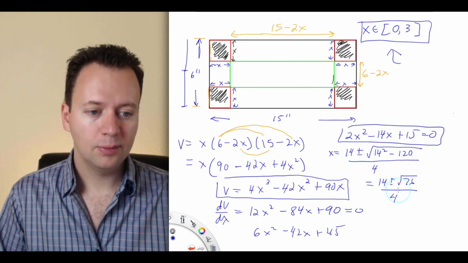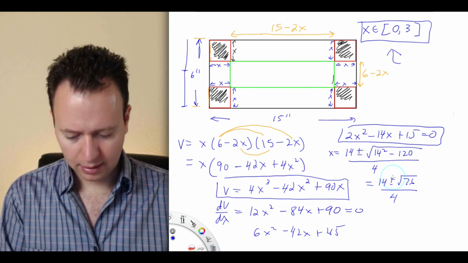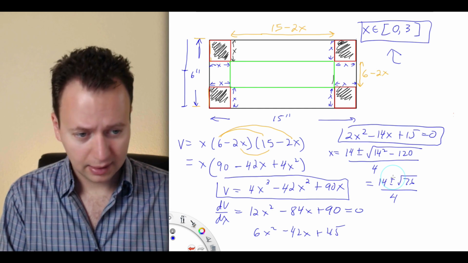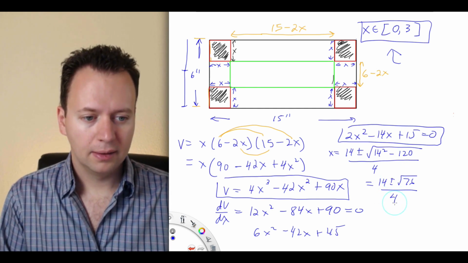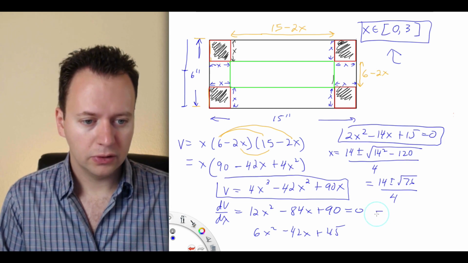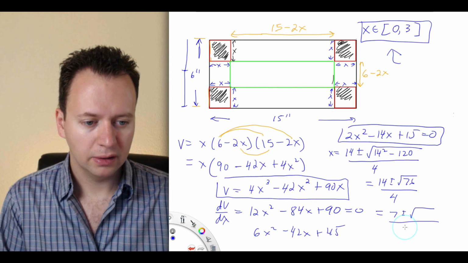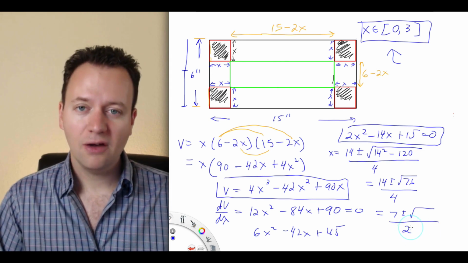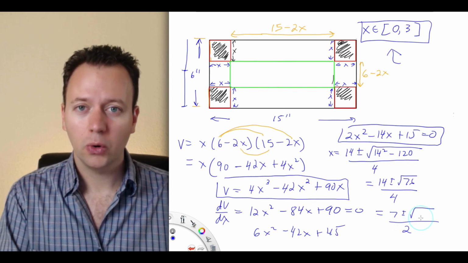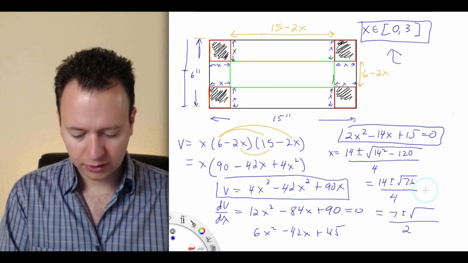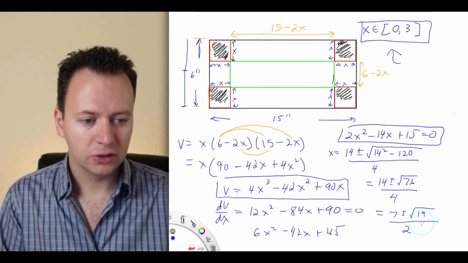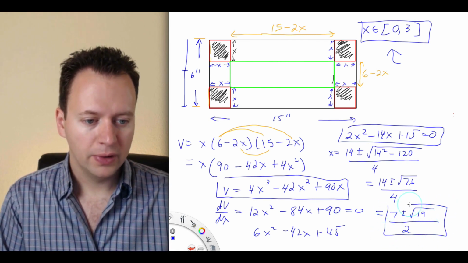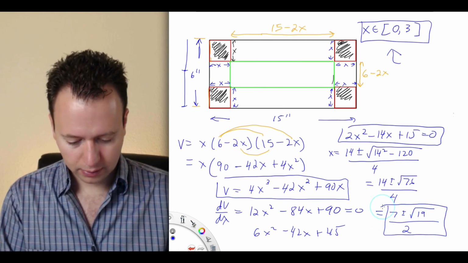Now, I can simplify this a little bit more because there's a common factor of 2, so it's 7 plus or minus the square root of something over 2. Now, when I'm taking a factor of 2 and pulling it into the square root, I have to square it. So 76 over 4 is 19. So it's 7 plus or minus the square root of 19 over 2. So those are the two critical points.